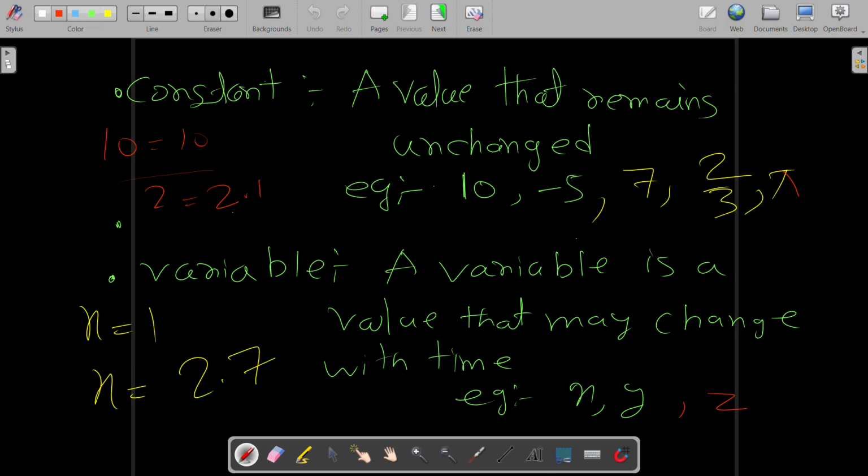A constant is something whose value remains unchanged with time. Examples: 10, minus 5, 7, 2 by 3, pi, etc. So the value of 10 is always 10 and the value of 2 is always 2. It never becomes 2.1 or 10.1.